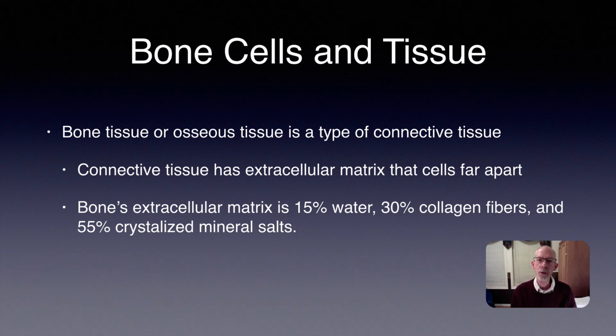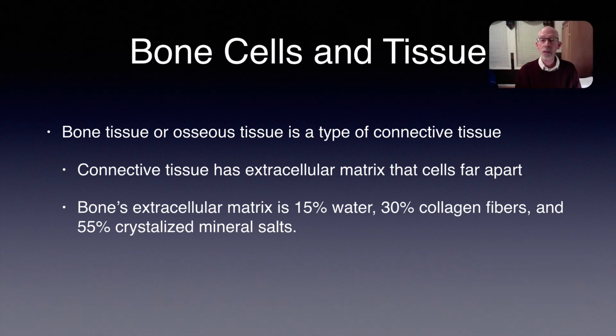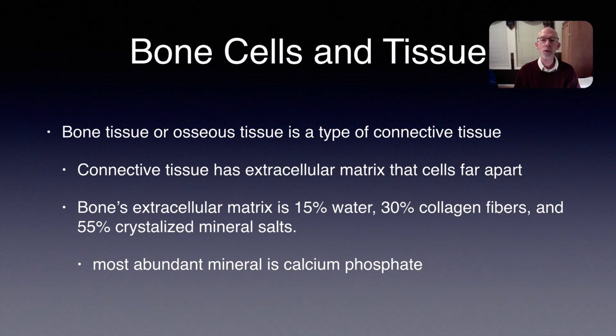The collagen fibers allow the bone to be somewhat flexible. If you were to take something like a chicken bone and dissolve it in hydrochloric acid, that is, get rid of the mineral salts, what you would find is that it would be flexible. You could bend it like that and it wouldn't break. The most abundant mineral in the bone is calcium phosphate.